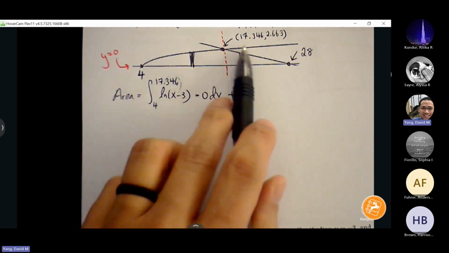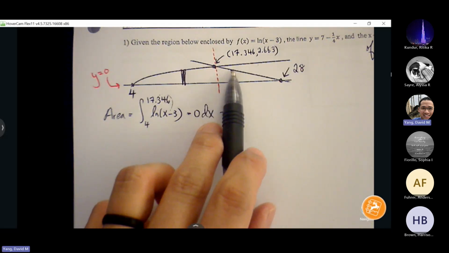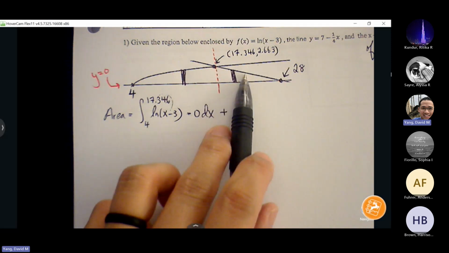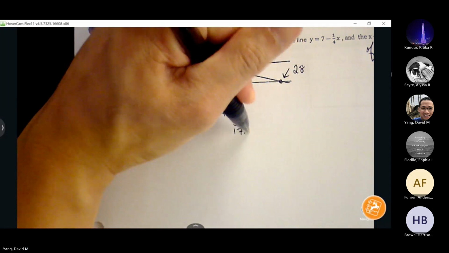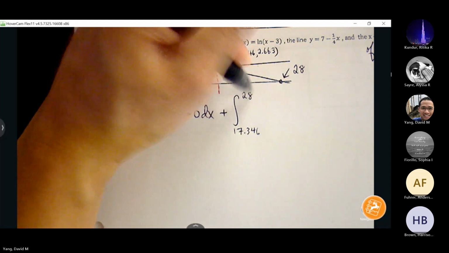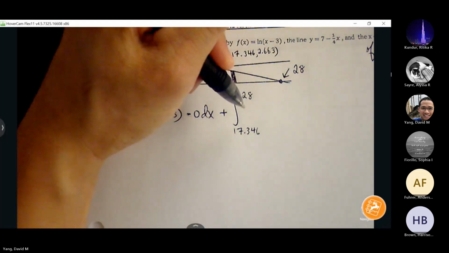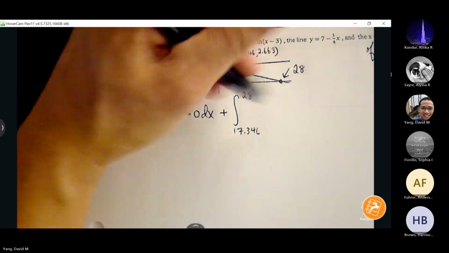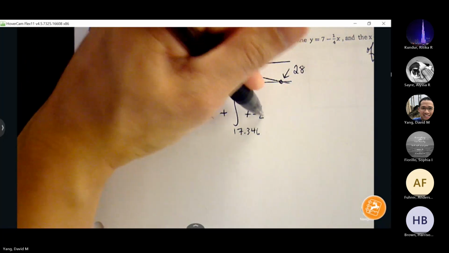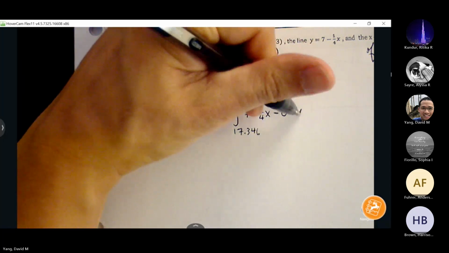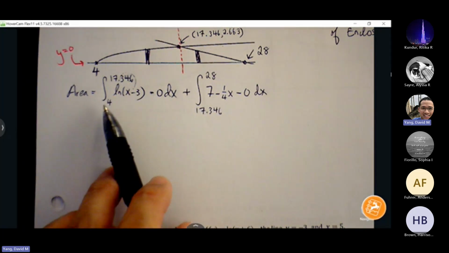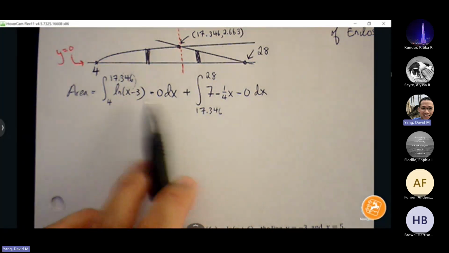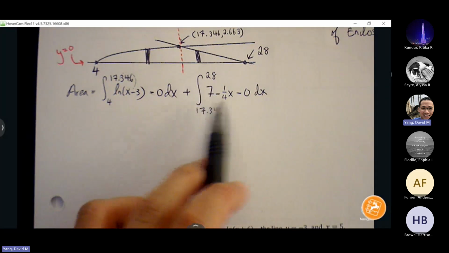Top minus bottom. Okay. Here the line is now going to be the top function. So the 7 minus 1/4 x. But let's do the integral from... Okay, so we practice in our calculators here. So we can do math 9 from 4 to 17, and then math 9 again, 17 to 28.